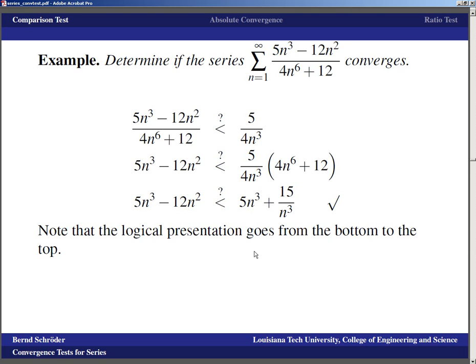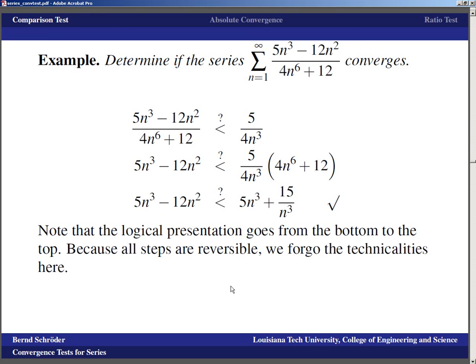Now, the logical presentation, the logical derivation of this inequality actually would have to go from the bottom to the top, because logically we have to start with something that is correct, and from that conclude that this is correct and then this is correct. However, because all the steps that we have here are reversible, we will forego these technicalities. Working with inequalities is a huge topic that you probably want to spend more time with. However, in this presentation, that is not one of the main goals. We want to push towards the ratio test.